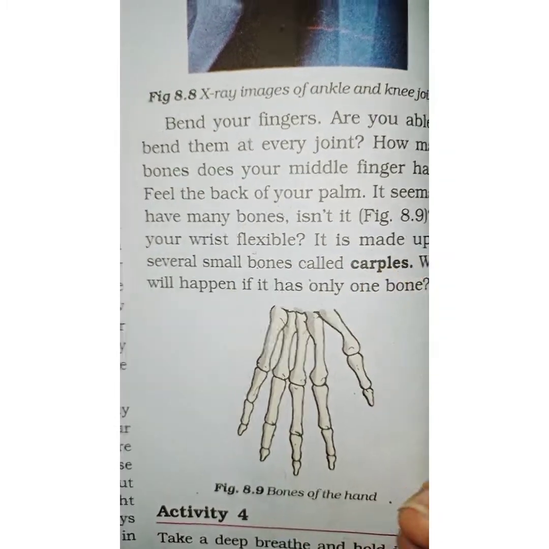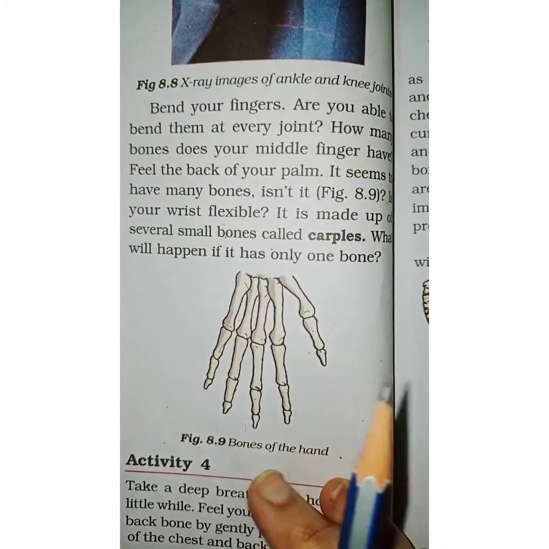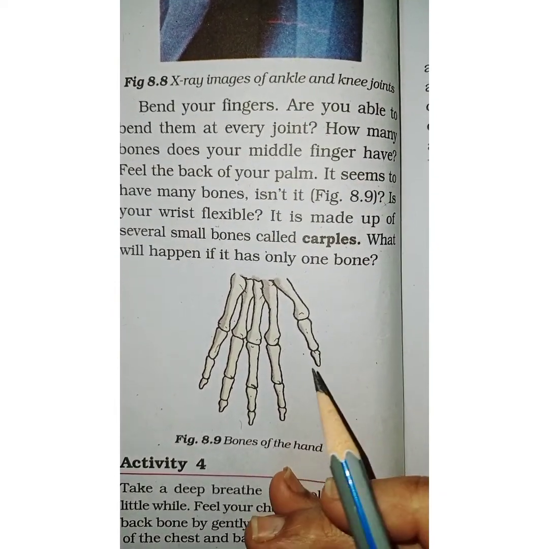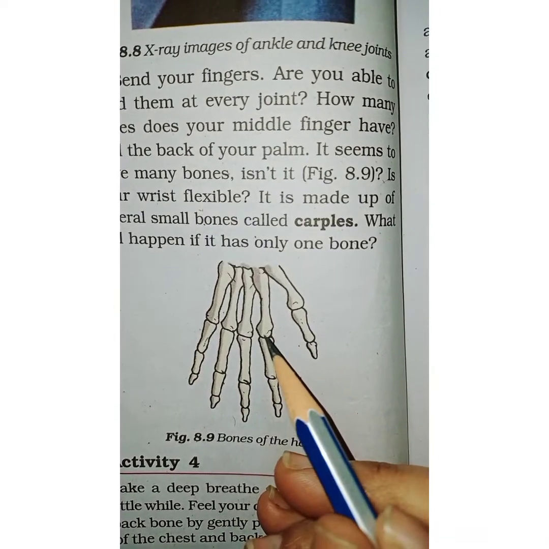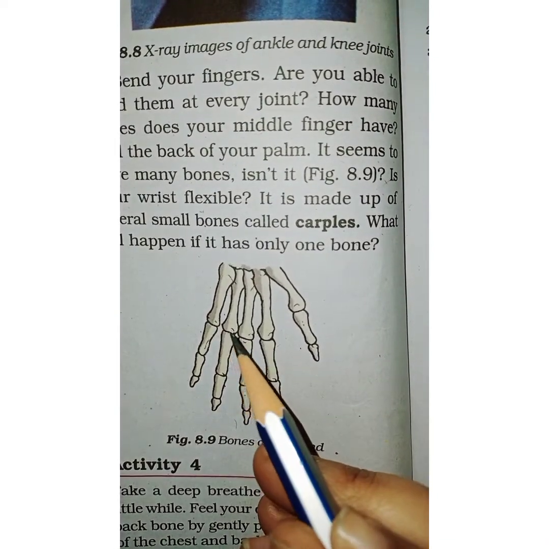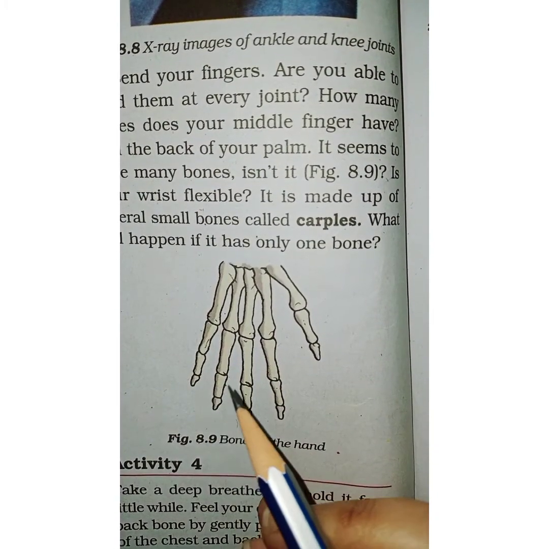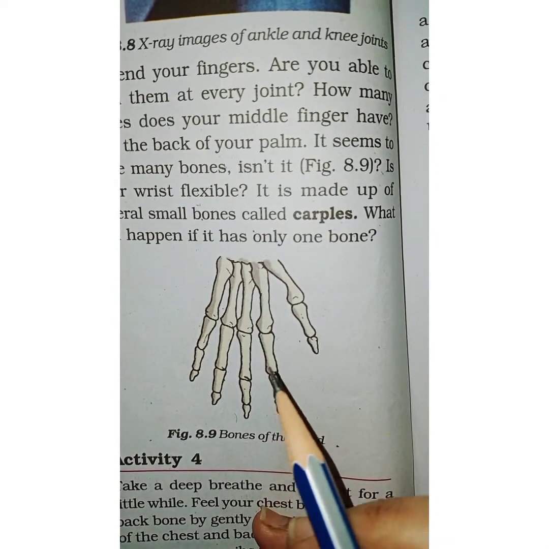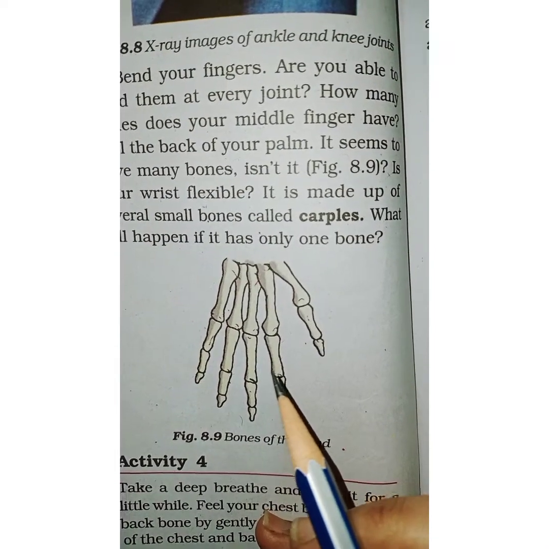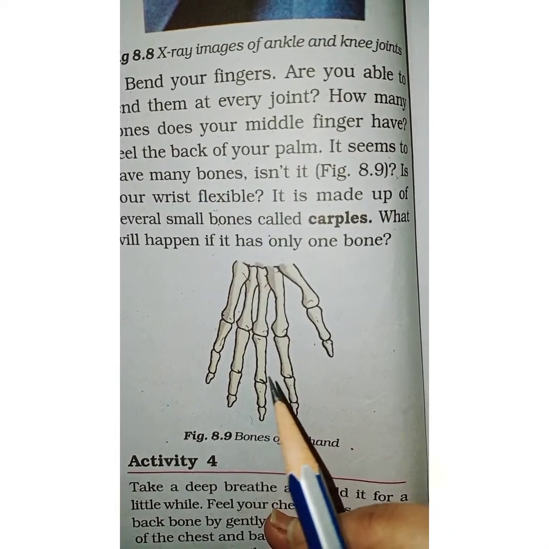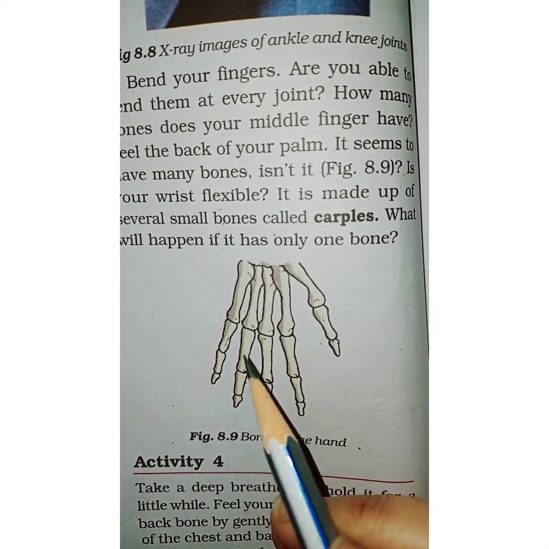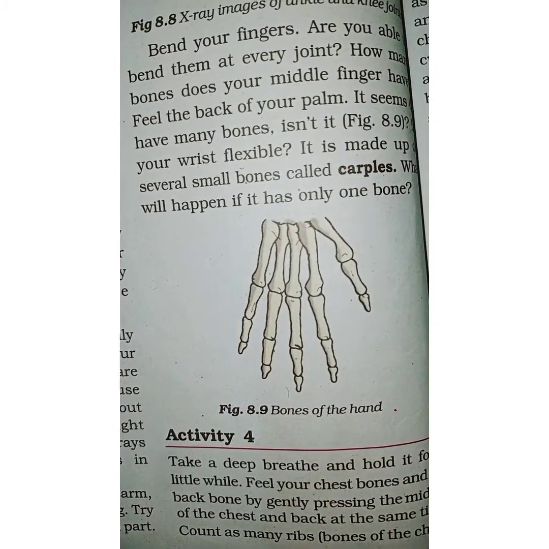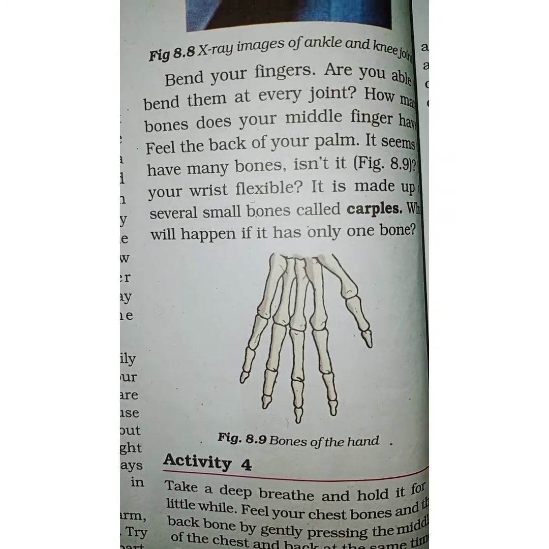So you are able to bend your fingers. How are we able to bend our fingers? As you can see, you have many joints, as we have discussed. If there are joints between the bones, only then is there a possibility of bending and stretching our fingers in any direction it allows. These small bones together are called carpals. These carpals are present in the hand, at your fingers.